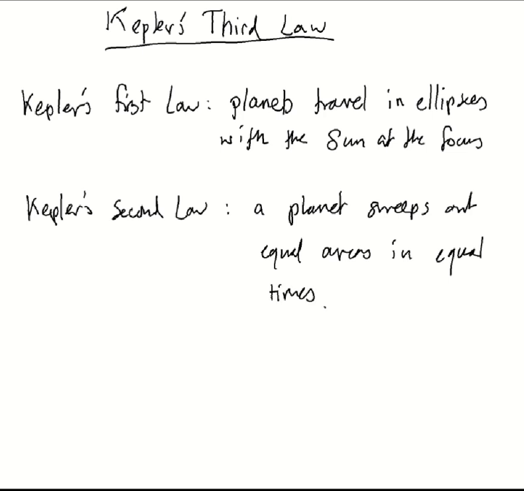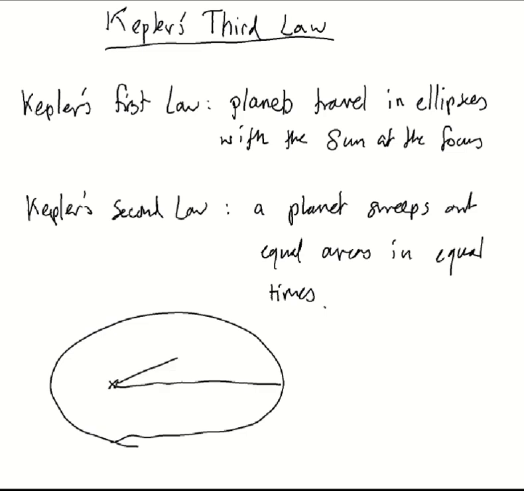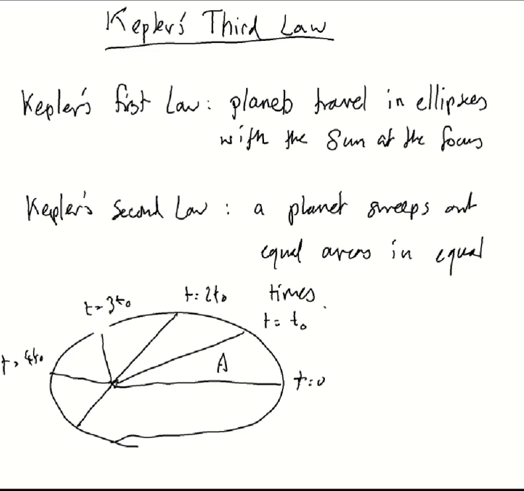And if you remember, what that meant was that here's the ellipse, here's the sun at the focus, and so if we keep going at equal times, so if that's t equals 0, t equals t naught, t equals 2 t naught, t equals 3 t naught, t equals 4 t naught, etc., then these are all equal areas.